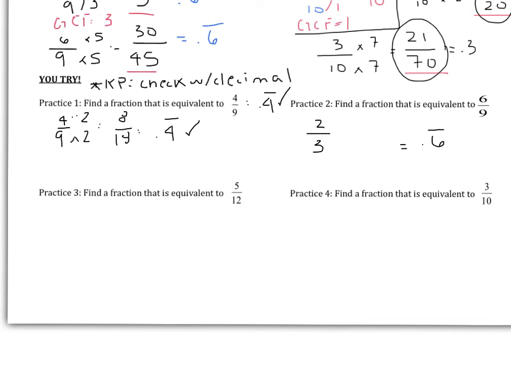Okay? And then let's go ahead and do these last 2. For 5 over 12, that's as small as you can get it. You can check your fractions by checking that all of them equaled 0.416 repeating. And for 3 over 10, that's as reduced as it can get, and all your fractions should have been 0.3.